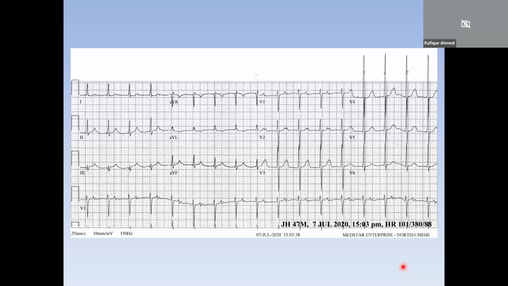If it is inferior MI and right coronary artery involvement, most of the time AV conduction will come back and they will respond to atropine. If it is anterior MI and involving LAD, atropine is actually going to make it worse. And most of the time they will need temporary pacing, and if not, subsequently a permanent pacemaker.